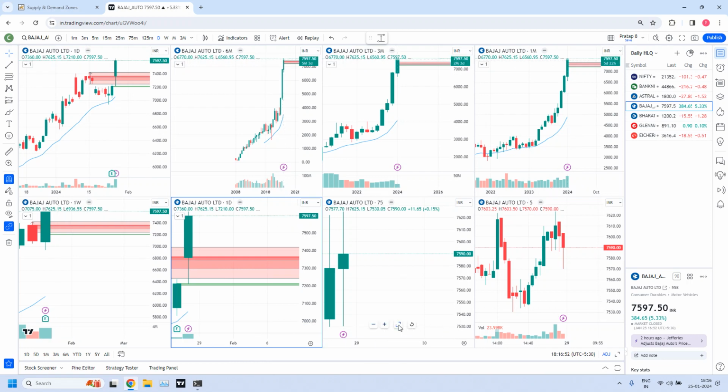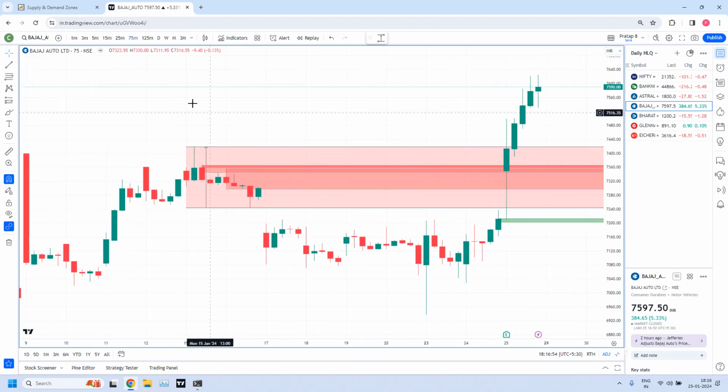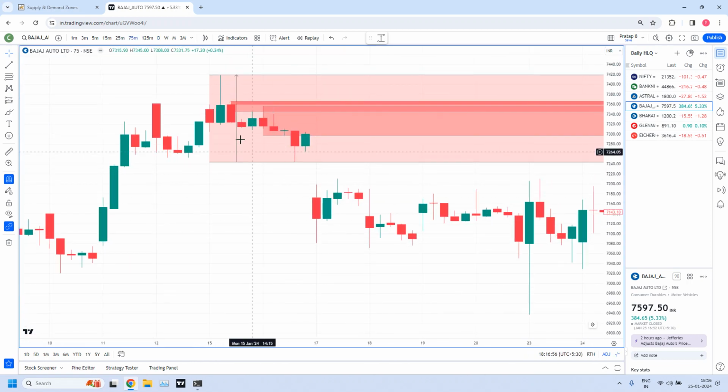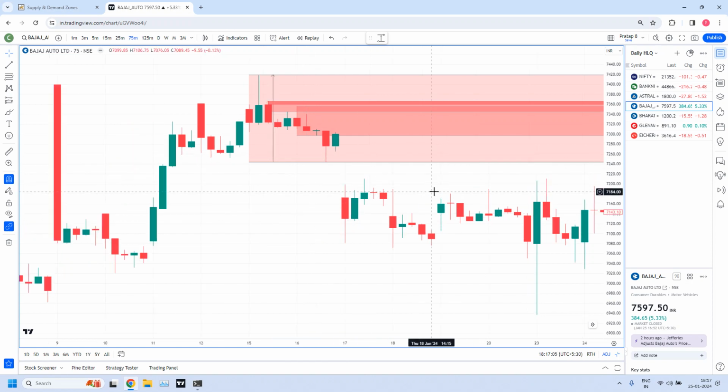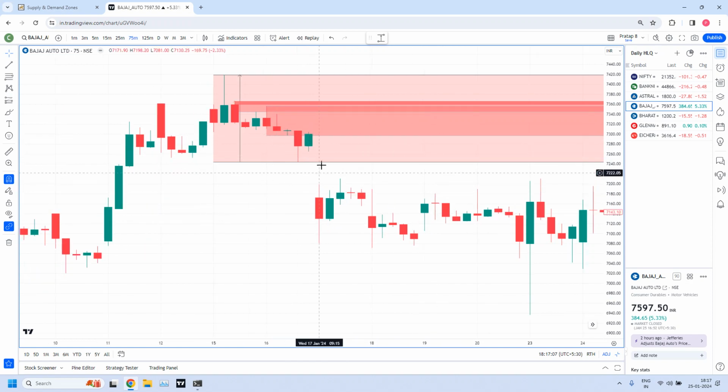Inside the daily zone, you will identify a 75 minute zone. See here we have a drop candle, 1, 2, 3, 4, 5 base candles and a drop candle, and another leg candle, another leg candle. So here we identified. Okay, I agree, this leg out is not a very great leg out, but okay, this is an ERC candle.